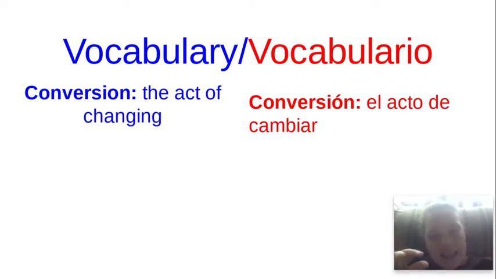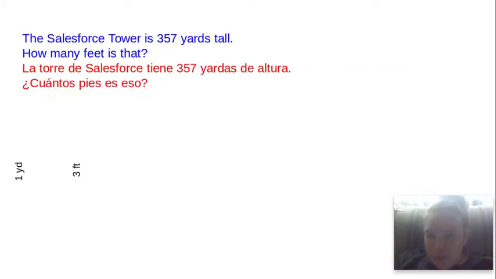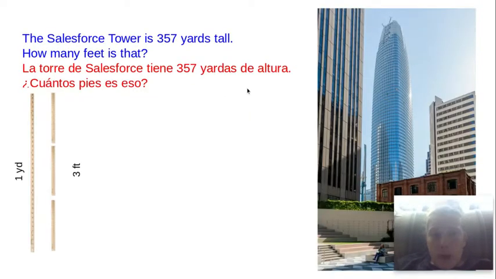We did it a little bit in the entry task, and thank you all for giving your best effort for the entry task. And now we're going to start applying it a little more. So, for example, we've got a couple different word problems that I'm going to show you guys here so you can kind of understand how converting works.